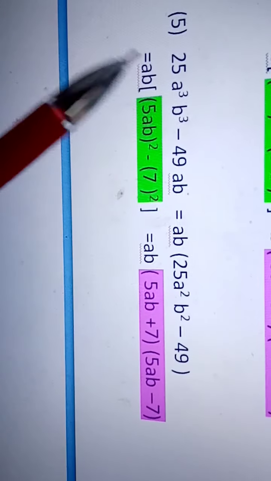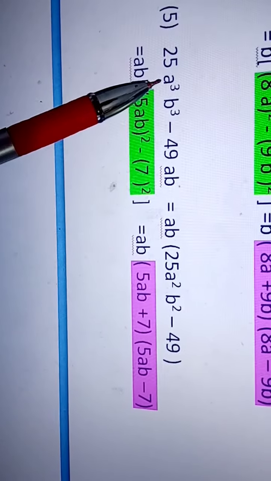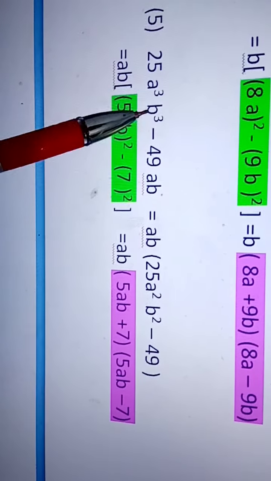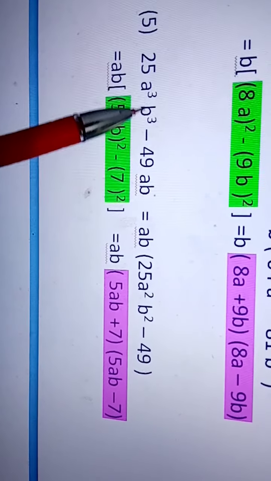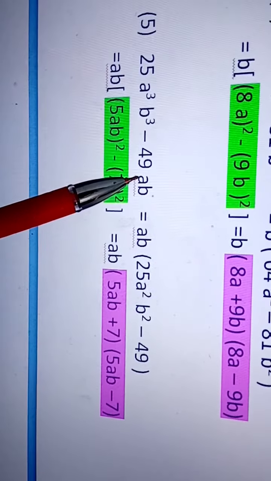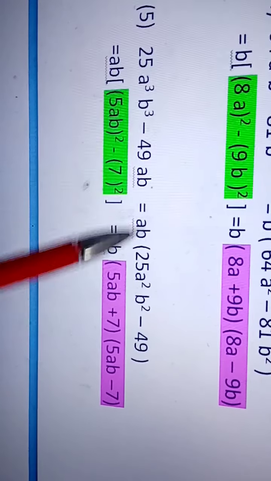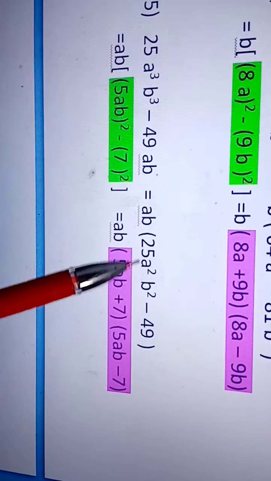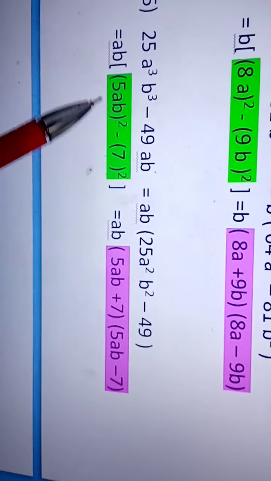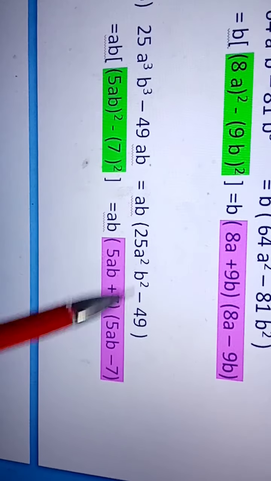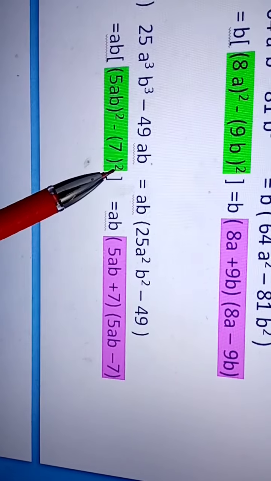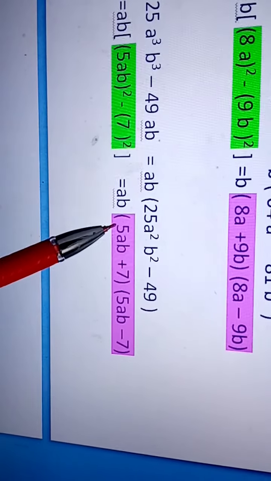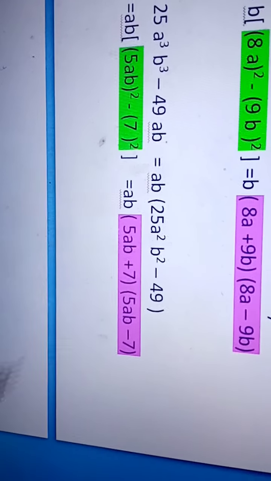See one more example. Here a cube and b cube. So you know this should be square, not cube. So one a and one b is extra. From here also you have to take out ab common. Now whatever is left, they are perfect squares. 25a square b square means (5ab) whole square, and 49 means 7 square. Fine. Now you write them as the RHS of the identity, (a plus b) into (a minus b).